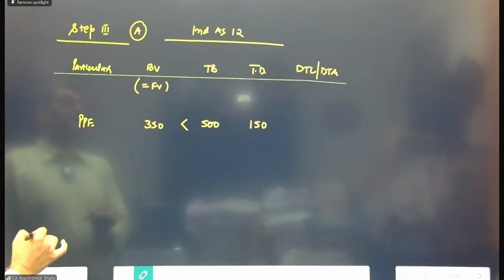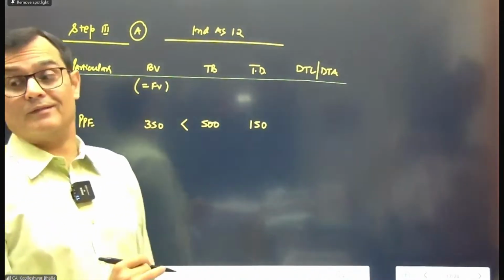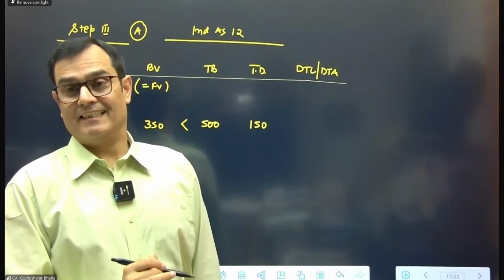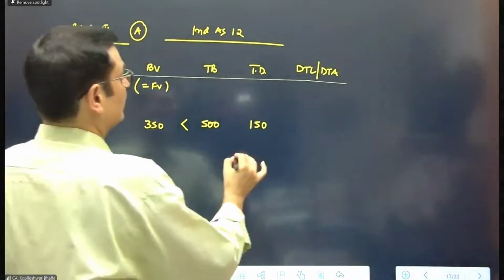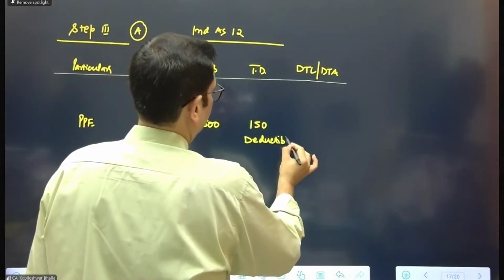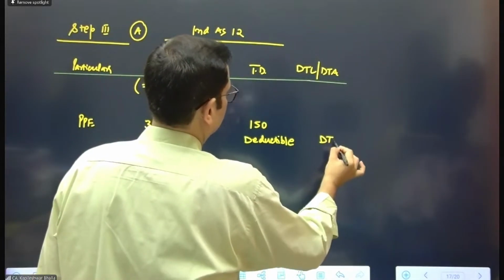The tax base is more than the carrying amount. We need to create the asset, right? So this becomes a deductible temporary difference, right? Yes, sir. And therefore, this is going to result in a DTA.